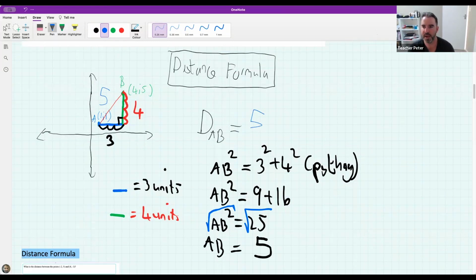Now, basically what the distance formula does is it takes the theorem of Pythagoras and it just applies it to any 2 points.